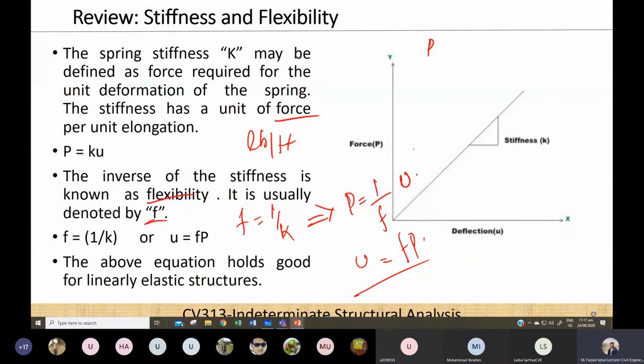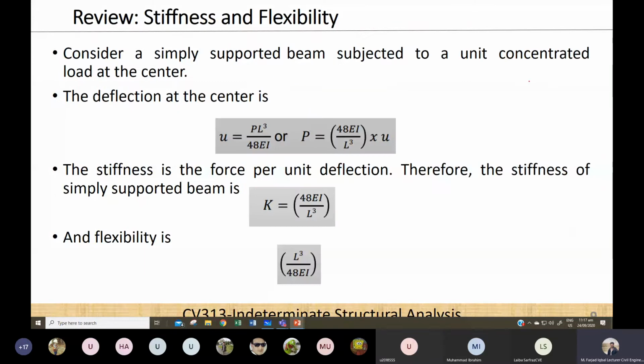So stiffness is the force per unit deflection, and flexibility is the inverse of stiffness. One thing is that both of these conditions are for elastic structures. If the structure goes beyond the elastic limit, then it can't come back to its original shape, and all the theories change. So any type of beam structure or frame structure that we have been solving, we are considering that all of our members are in the elastic limit or in the elastic range.